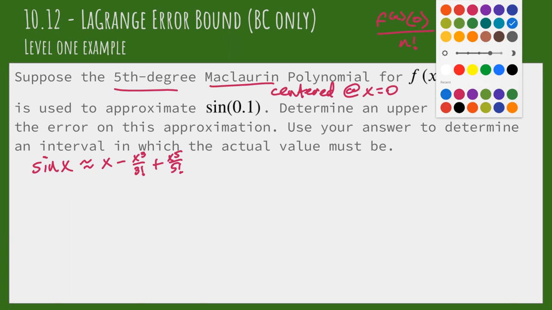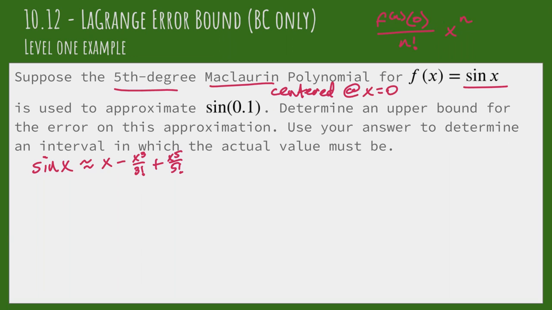So the first part here, we're not actually asked to do it, but we are going to have to know this for a later part. And that's the approximation that we get from this for sine of 0.1. So sine of 0.1 is going to be approximately equal to 0.1 minus 0.1 to the third power over 3 factorial plus 0.1 to the fifth power over 5 factorial.